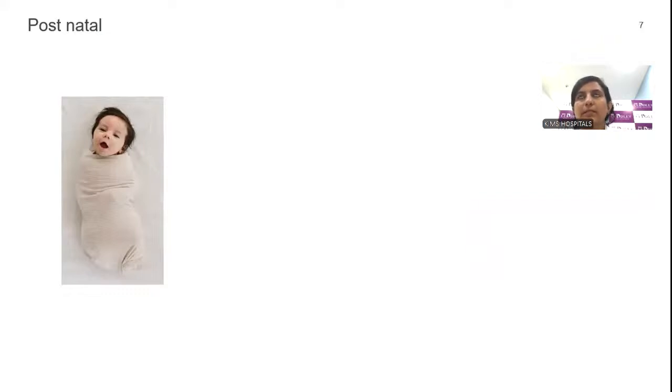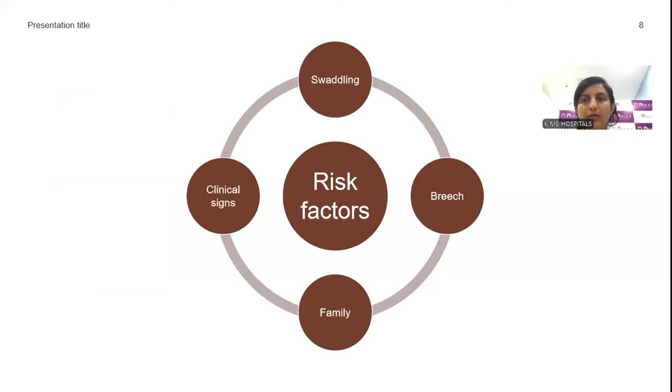Sometimes DDH may not be present at birth, but it can occur postnatally. That is usually seen because of improper swaddling. Swaddling seen in Asian and African countries is appropriate, where there is a good range of movement for the hips and legs. But swaddling seen in American and European countries restricts the movement of limbs, which can predispose the child to postnatally acquired DDH. So among the many risk factors, the four most important ones are breech presentation, family history of DDH, presence of clinical signs of DDH, and swaddling.